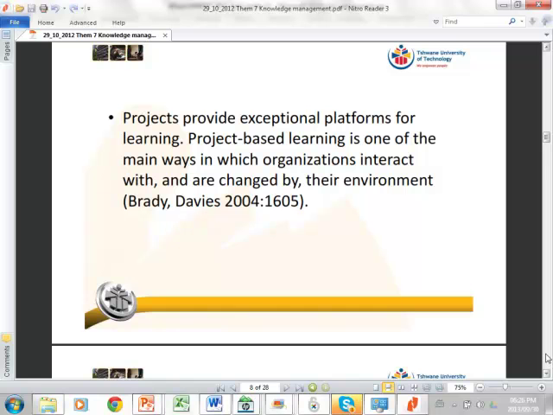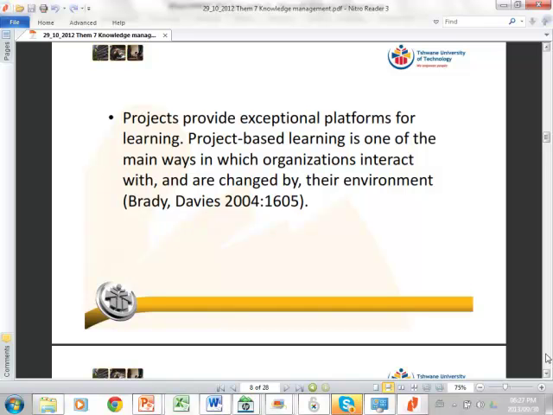Okay, so projects provide exceptional platforms for learning. One of the reasons is because projects happen in phases, and because projects happen in phases, we can build in certain points where we learn. Whereas with operations, because it's something that sort of happens over the next 20 years, we don't necessarily stop and reflect. Whereas on projects, that's part of what we need to do, is we need to learn. So that's why projects, if you have projects in the organization, they tend to encourage a learning culture.